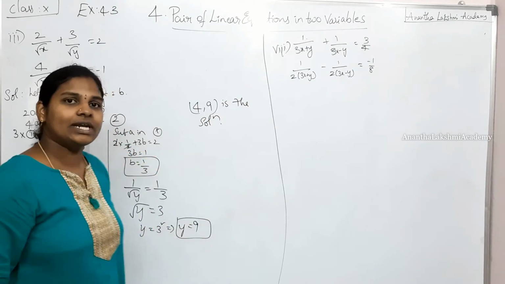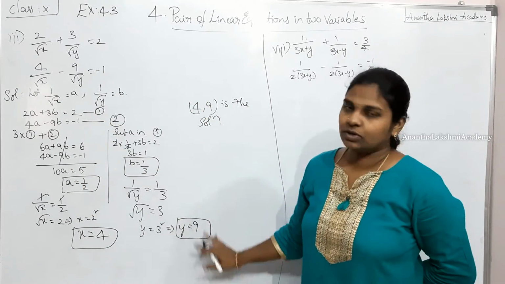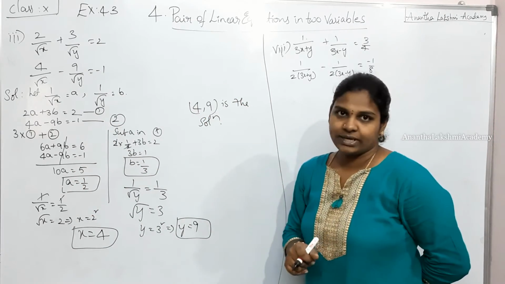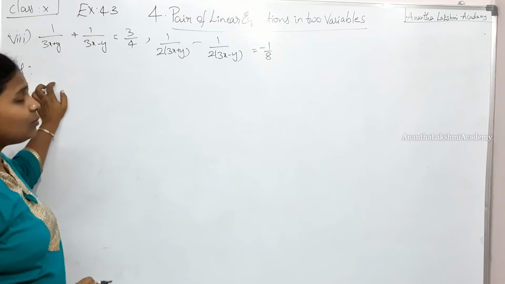Now what did we do? We reduced the equations to linear form and then converted and then got to know the solution for those two equations. So here we have the 8th bit in problem number 1.